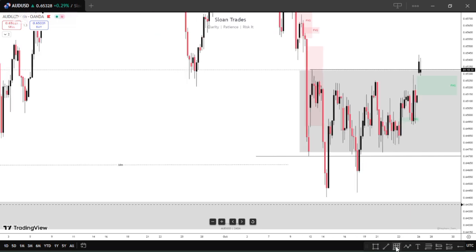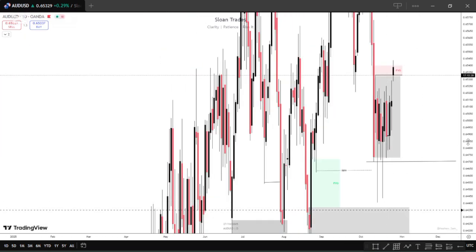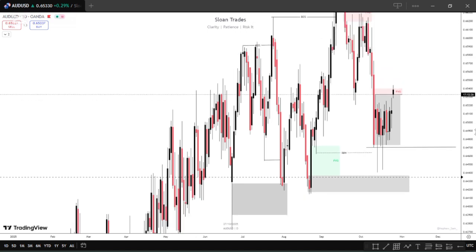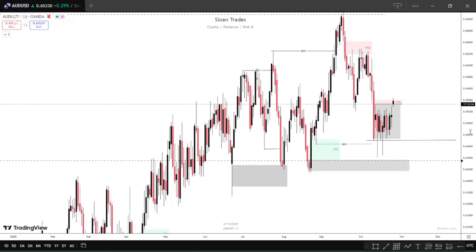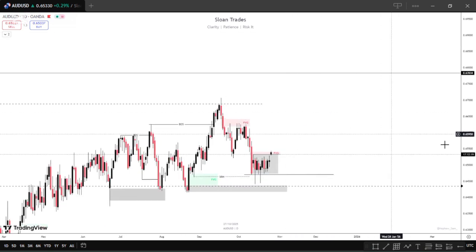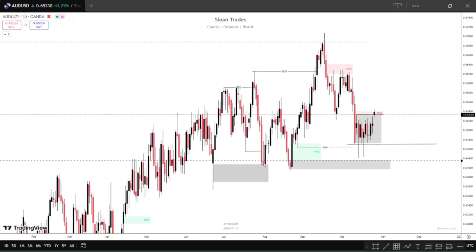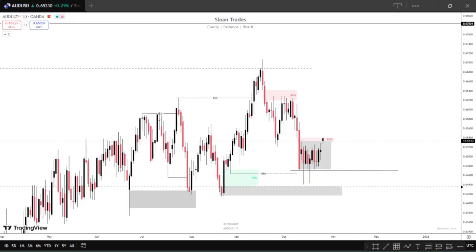Okay, sorry, I skipped something on the daily time frame. I skipped observing the break of structures. So let me scroll back down. So on the daily time frame now, one thing is observable here, the uptrend movement.